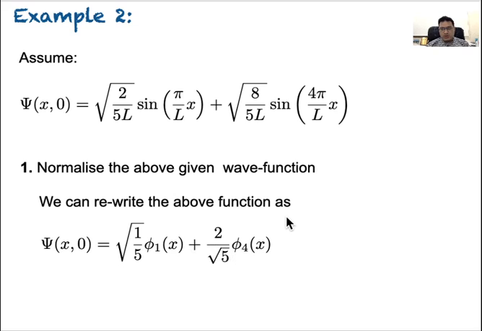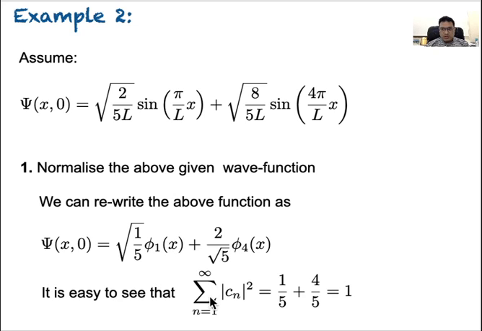Now to normalize it, we can add this coefficient square plus this coefficient square and see whether the total comes out to be 1 or not. If this is the case, then the wave function is normalized. This is the condition of normalization that we have seen in the previous slide: the summation over n of mod Cn square. In this particular case, there are only two coefficients. So 1 over 5 plus 4 over 5 is equal to 1. So indeed this form of the wave function is normalized.